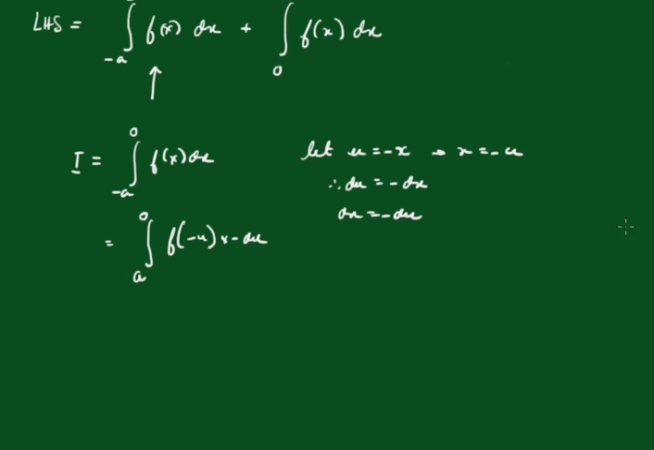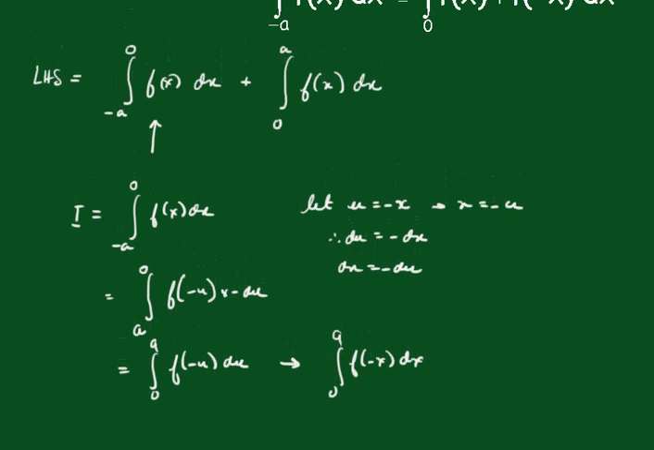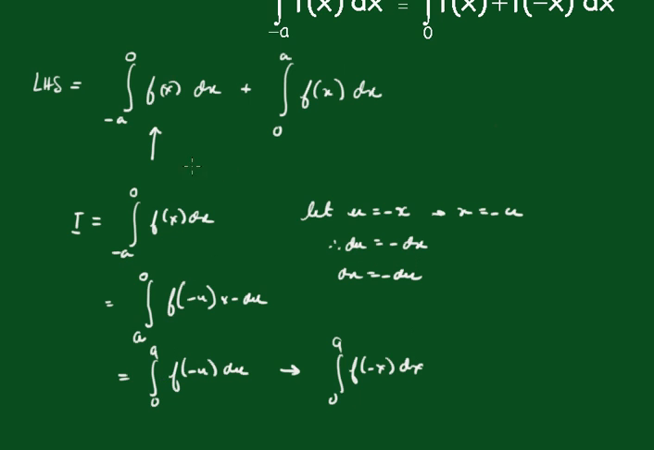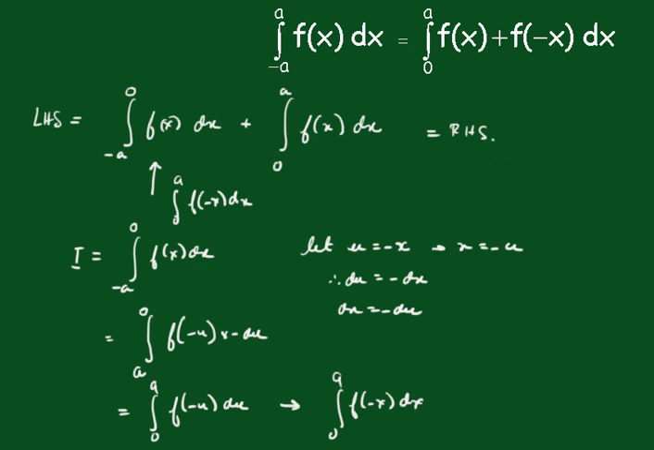Right, now the same principle as before, the minus sign will swap these over, so that becomes the integral from 0 to a of f(-u) du, which of course means that that's really the integral from 0 to a of f(-x) dx. And if we replace that now with the integral from 0 to a of f(-x) dx, then that will be equal to the right hand side. And we've proved that very important property, which we'll do examples of.